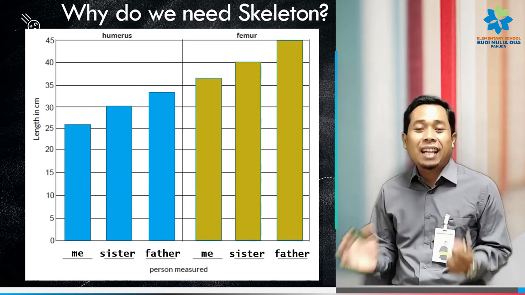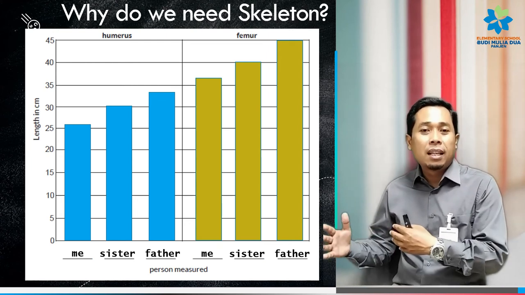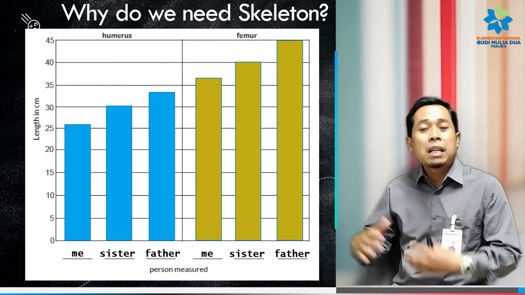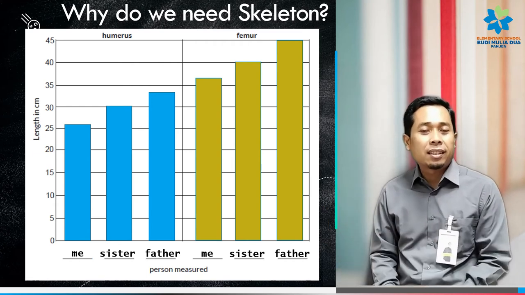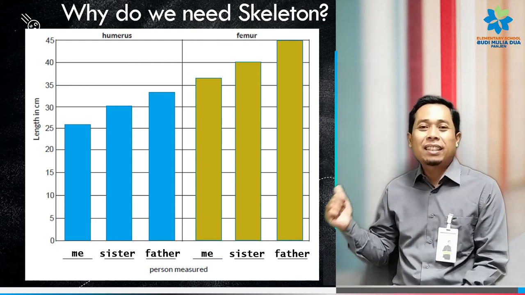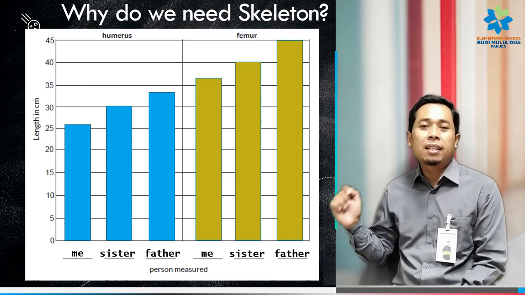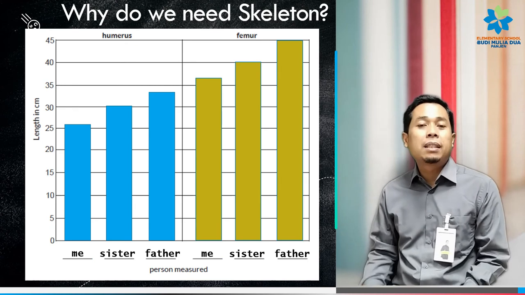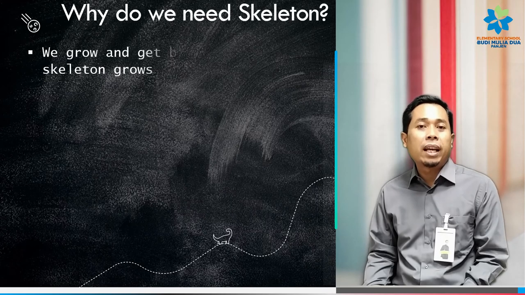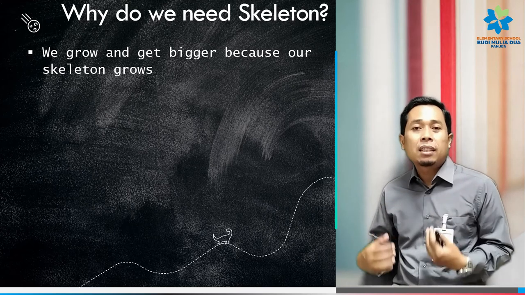Okay, from this chart, we can know that adult skeletons are much bigger than a child skeleton. I'm sure that your parent's skeleton is much bigger, much longer than your skeleton. Is it correct? Yes, okay. This is your activity. Then you have made your chart. From this chart, we can learn that adult skeleton is much bigger than child skeleton. So from this activity, we can learn that we grow and get bigger because our skeleton grows.